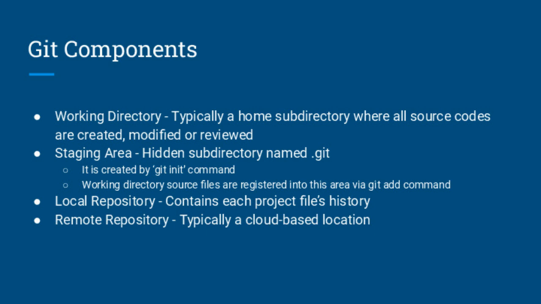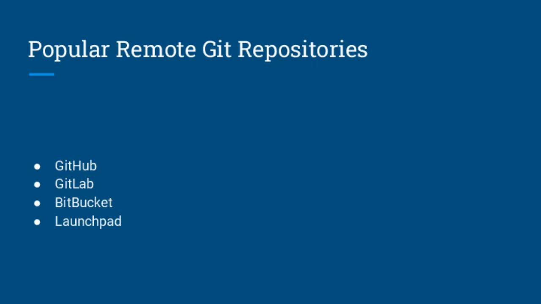The staging area is a hidden subdirectory named .git. The .git directory is created by the git init command. Working directory source files are registered into this area via the git add command. Local repository contains each project file's history and remote repository is typically a cloud-based location nowadays. There are many popular Git cloud-based repositories: GitHub, GitLab, Bitbucket, Launchpad.